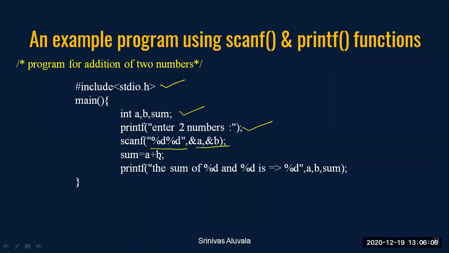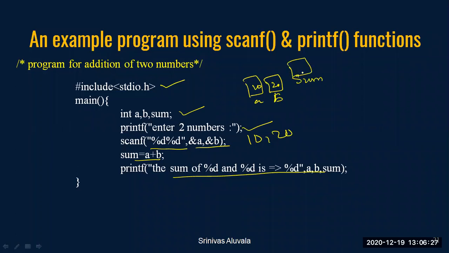And I'm making the sum, and I'm asking it to print the same statement. Whatever I enter for the two numbers, I enter 10 comma 20, and that 10 will be stored in a, and b is 20, and some block in the memory will contain 30, and I get the values 10, 20 and 30. And this is the output I get when I execute this program.